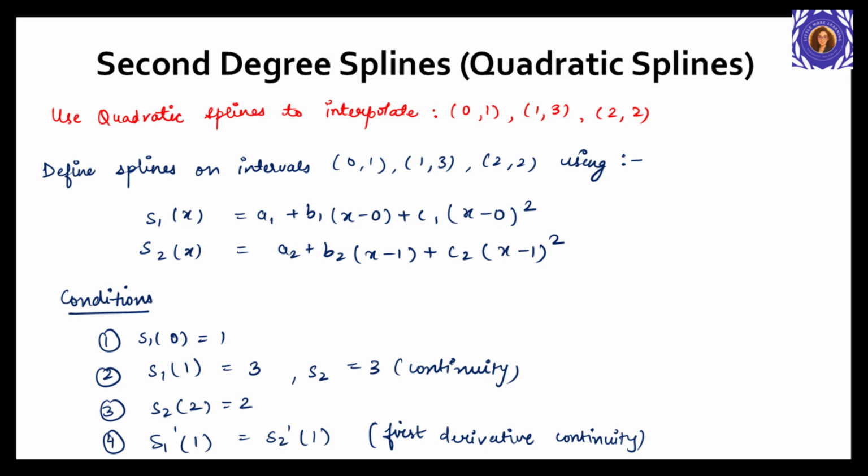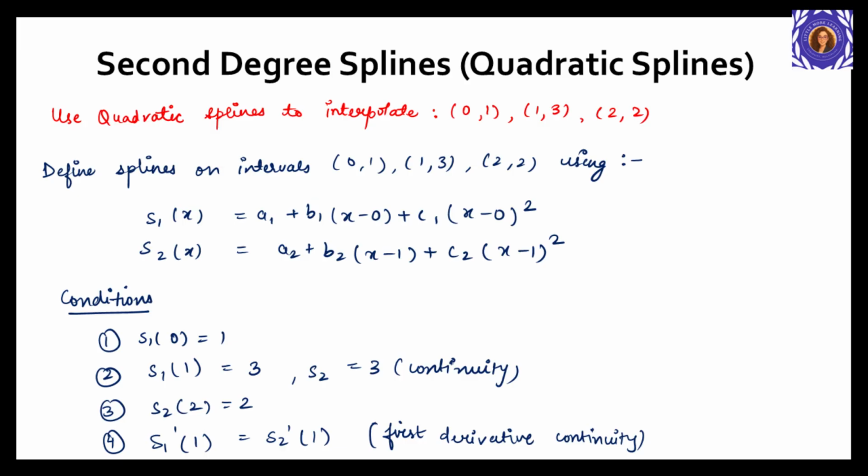Next up is second degree splines or the quadratic splines. Here we are given 3 data points 0, 1, 1, 3 and 2, 2. And we need to find the quadratic spline to interpolate on the intervals 0, 1 and 1, 2. Here we will use the formula S1(x) equals A1 plus B1(x minus 0) plus C1(x minus 0) squared. Similarly, for S2(x), the formula will change a bit according to the term.